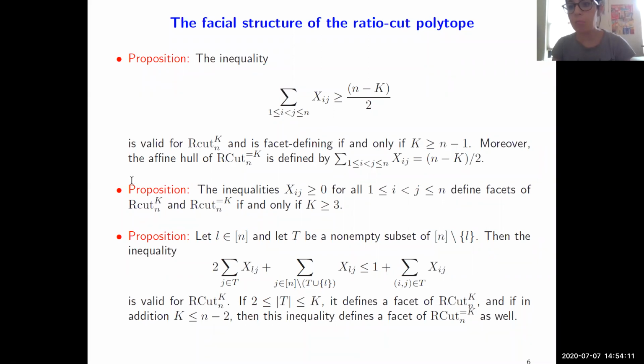The second proposition tells me that the inequality x_ij greater than or equal to 0, a very trivial inequality, is in fact facet defining if and only if you have at least 3 clusters. And the most important one is the last proposition, which gives you a new class of facet-defining inequalities, which I will show you in the next slide. It's a generalization of the triangle inequalities for the cut polytope, which is the reason we call this polytope the ratio cut polytope. So let's go to the next slide and talk about this last class.